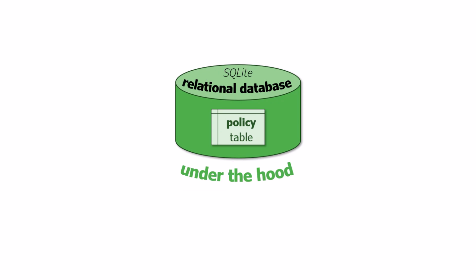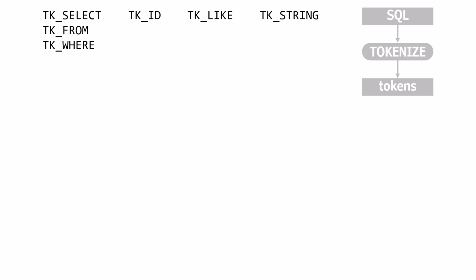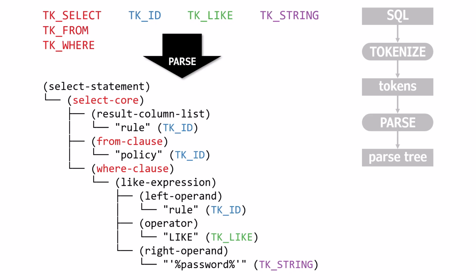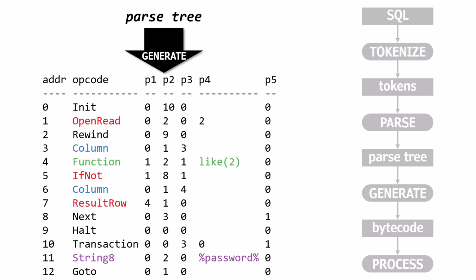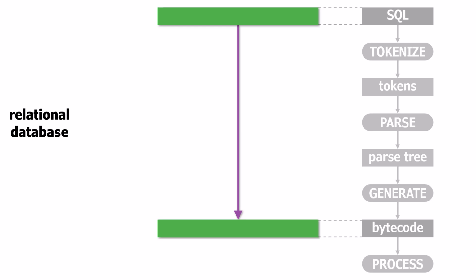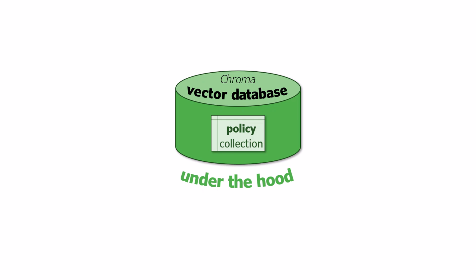Let's further our comparison by looking under the hood. SQL is split into a set of tokens, which are parsed into a tree-like structure that is used to generate a bytecode program. So our relational query works like a typical program. Code written in a high-level language is compiled into low-level instructions. Vector databases work differently. A text prompt is converted into a vector. So our next topic should be vectors.